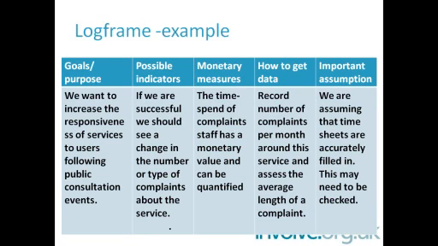So an example here: increase responsiveness of services following public consultation. Indicators would be, if you're successful, one of the things we'd want to see is a change in the number or types of complaints about the services. Obviously, you can keep track of the people responding to complaints. There's a monetary value there. It can be quantified. You can record the number of complaints per month around this service and assess it.